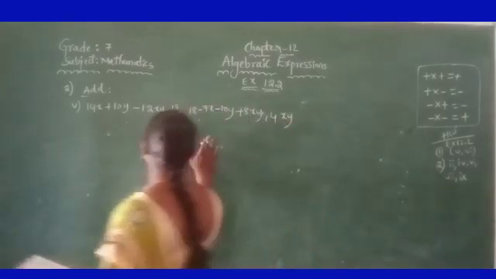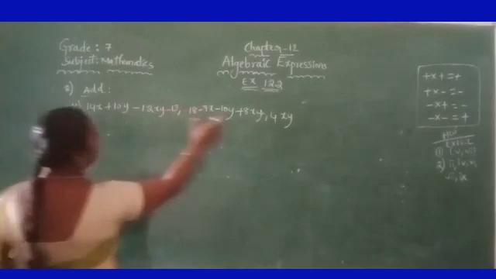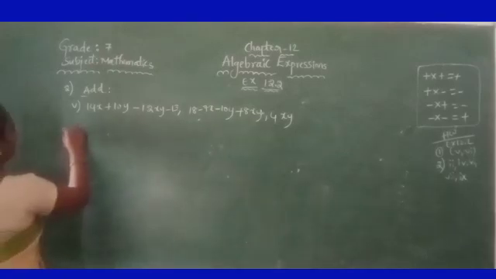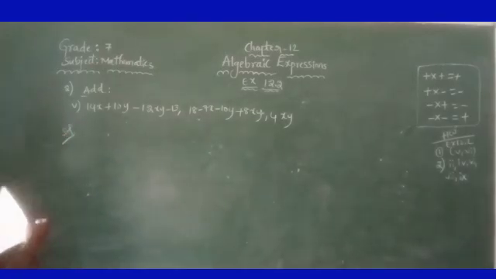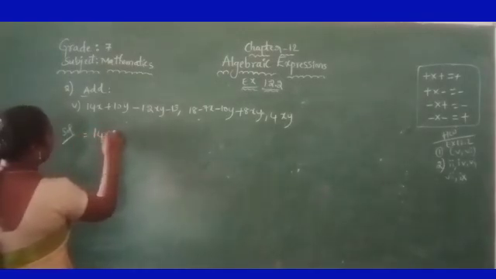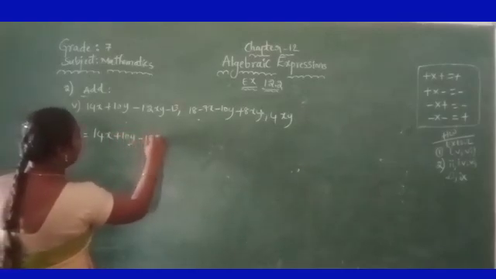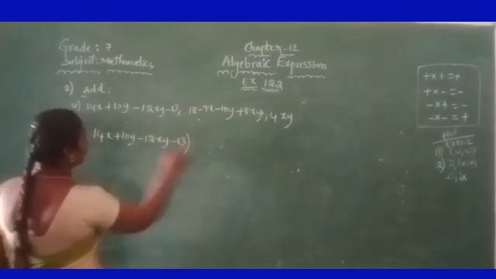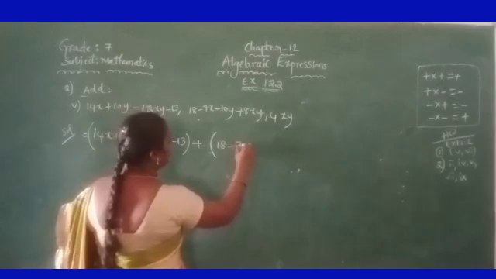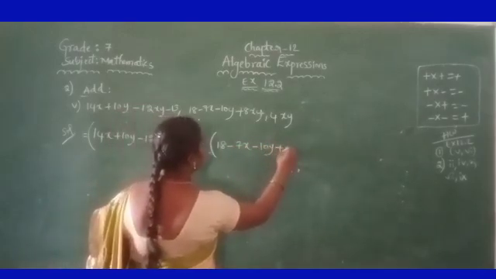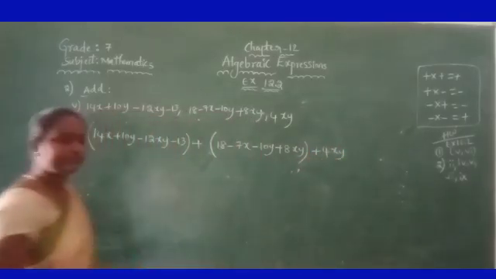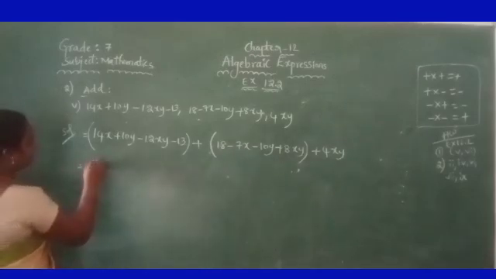Okay, so how many expressions are given? 1, 2, 3. So 3 expressions are there. We have to add all of these, so add by using the plus sign. 14x plus 10y minus 12xy minus 13 plus, next one, 18 minus 7x minus 10y plus 8xy plus 4xy. Now simplify all this.